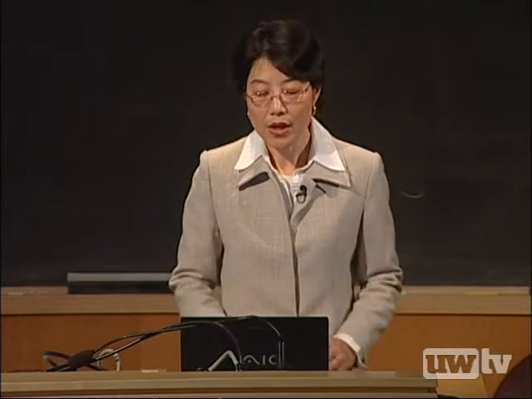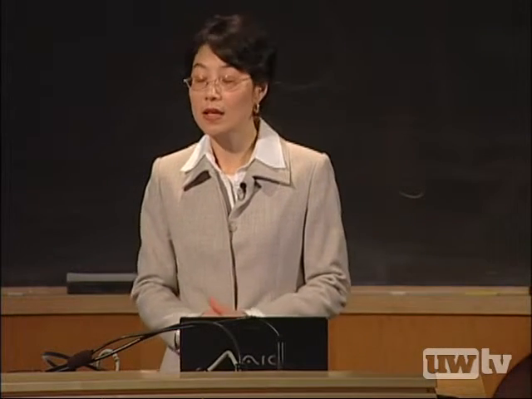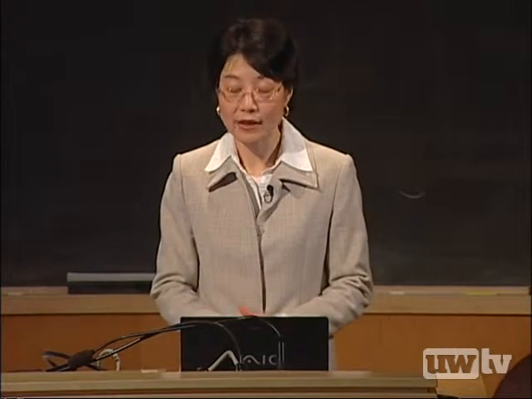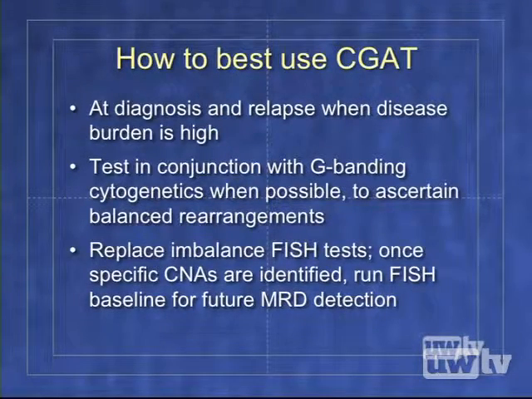Talking about using chromosome genomic array testing in clinical practice, what is the best way to use it? I would recommend using this test at diagnosis and relapse when the disease burden is high, because it's not meant to be used for detecting minimal residual disease. It should be tested in conjunction with G-banding cytogenetics whenever possible, so that you'll be able to ascertain truly balanced translocations and rearrangements as well.